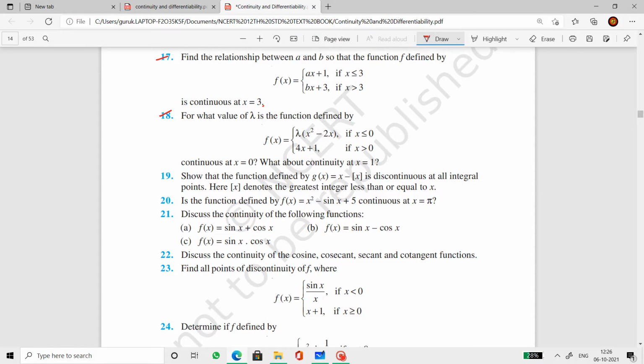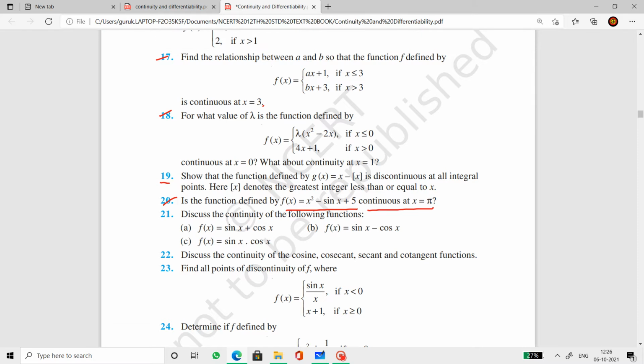So that explains till the 18th question. I'm not going to do the 19th in today's video. It will be in the next video. I'll pull up some more questions based on the greatest integer function and help you to understand the 19th in a better way. Now, coming to the 20th question, the function is x square minus sin x plus 5 and it is continuous at 5. Check whether it's continuous at 5. Which method will you do? Method 1 or method 2?